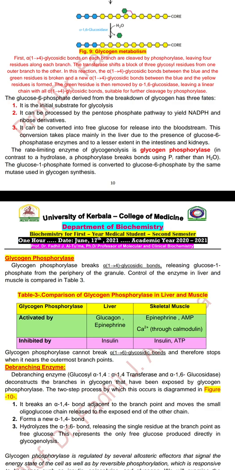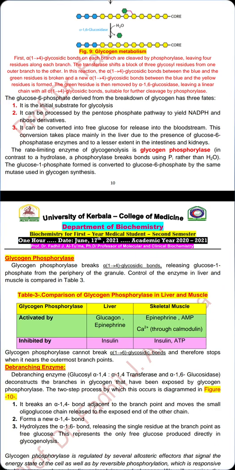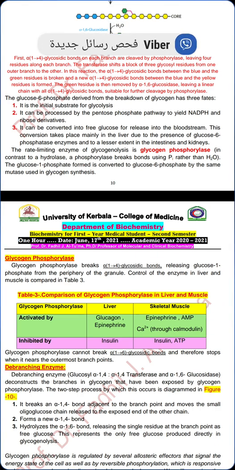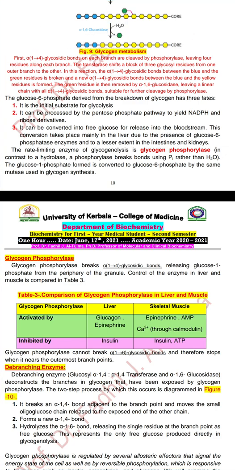The debranching enzyme, glucosyl alpha-1,4 transferase and alpha-1,6 glucosidase, we call this enzyme the debranching enzyme. It removes the glucose from the branch point in the glycogen that has been exposed by glycogen phosphorylase. The two-step process by which this occurs is diagrammed in figure 10.